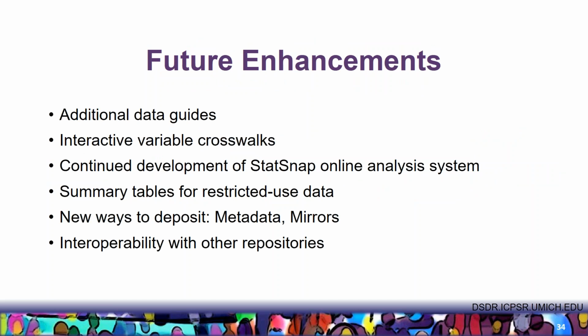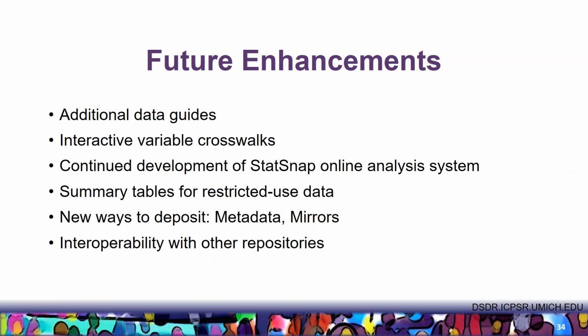So here are some future enhancements we're planning for DSDR. We're constantly coming up with new additional data guides, making variable crosswalks so people can make comparisons. We're continuing development of StatSnap, adding new features to it. Summary tables for restricted use data. The idea there is that you could get summary tables without actually having to apply for the restricted use data, but the summary tables would have cell sizes that prevented any problems.